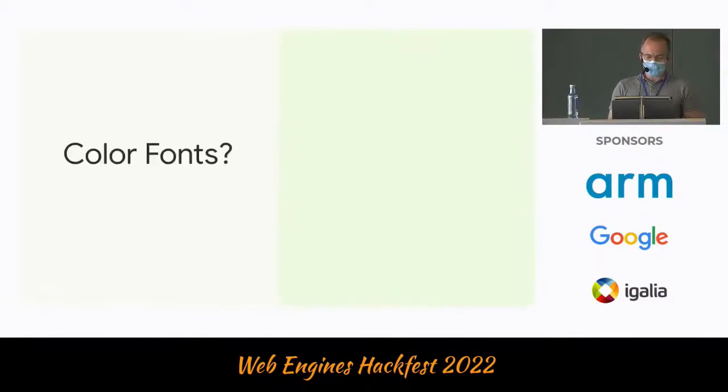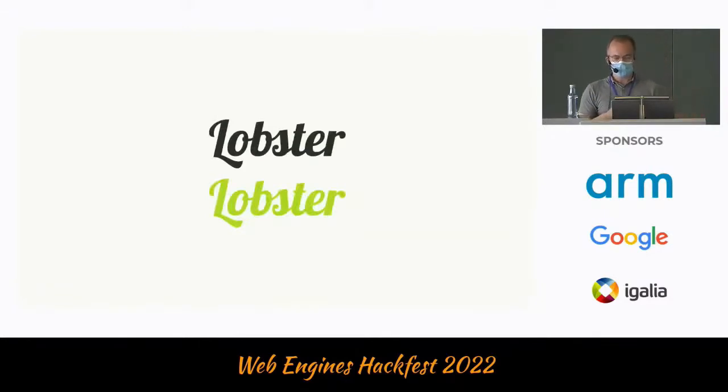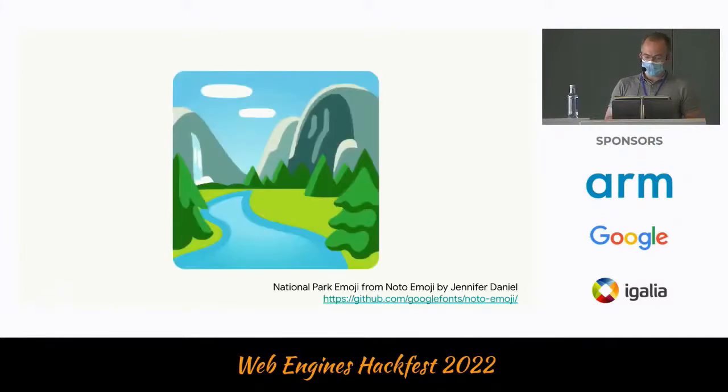So let's talk about color fonts. Of course, it's been possible for a long time to colorize fonts. Here you see the Lobster font that's available on Google Fonts, and you can change the color of it. Of course, you can style it with CSS to green and so on. But it's a little bit different from color fonts in the sense that I want to talk about today. Here you see an emoji of the Noto emoji set, the National Park emoji. And what we mean by color fonts here is color inside the glyph, so using multiple colors inside the glyph.